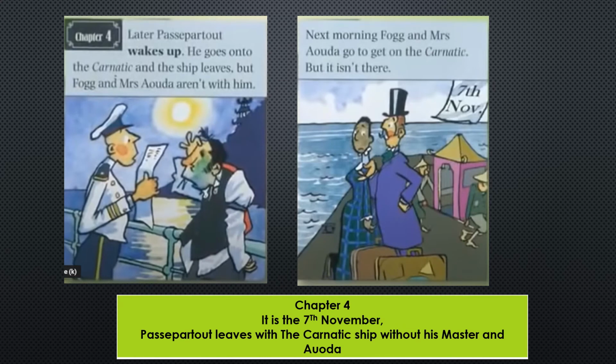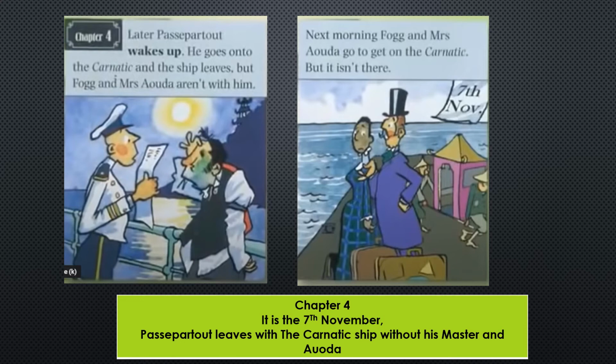Chapter 4. It is the 7th of November. Passepartout leaves with the Carnatic ship without his master and Auda. Later, Passepartout wakes up and he leaves with the ship, but Mr. Fogg and Mrs. Auda aren't with him.